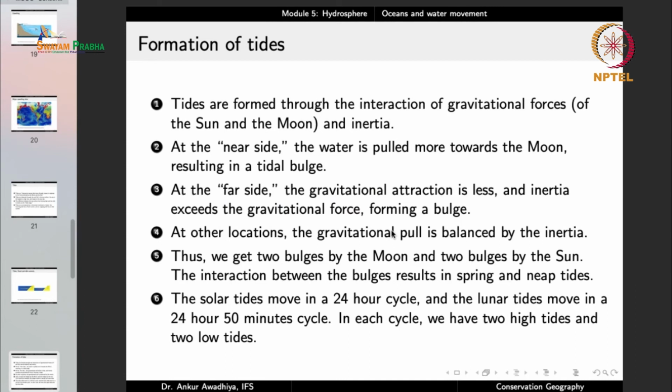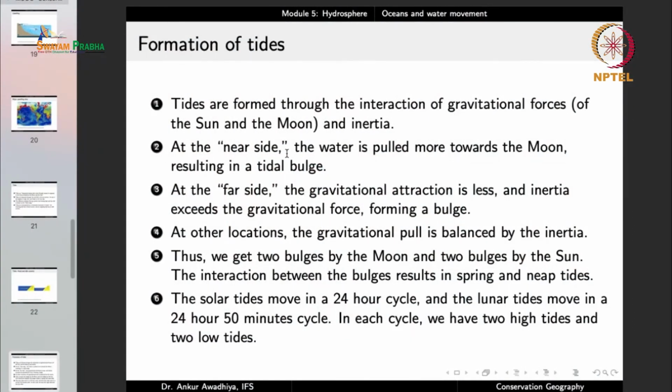How are tides formed? Tides are formed through the interaction of gravitational forces of the sun and the moon together with the inertia of water. So tides are occurring because the sun and the moon are attracting the water towards them. But water also has an inertia. It does not want to move because it has a mass. And so it will resist this attraction, and the interplay of both of these will result in the formation of a tide, a long period wave that will move across the oceans.